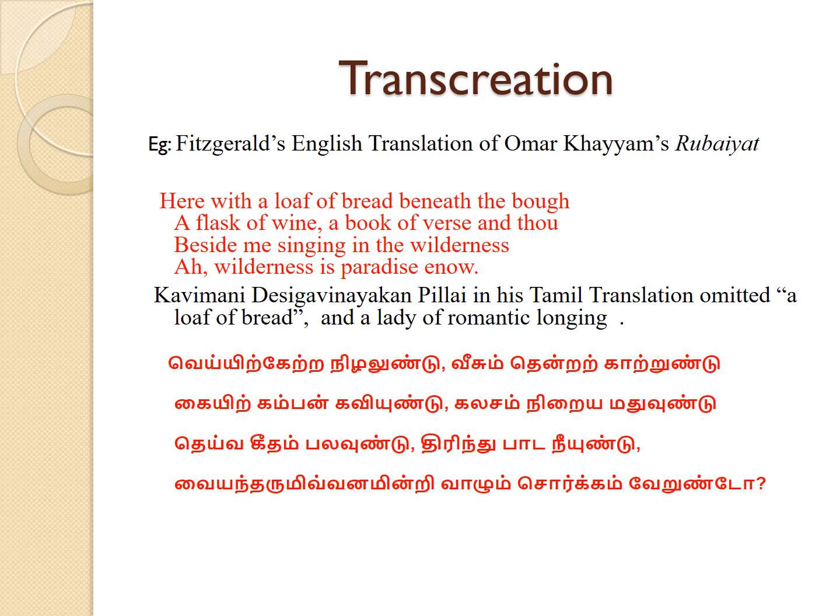Here we can find the enjoyment enjoyed by the speaker. He wanted to have only the loaf of bread beneath the bough of the tree, a flask of wine, a book of verse, and all this enjoyment he wanted to enjoy with his lady love. So apart from these enjoyments, the basic needs of the human being, he wanted to have the lady love beside him to enjoy that. So this combination will give him paradise on earth.